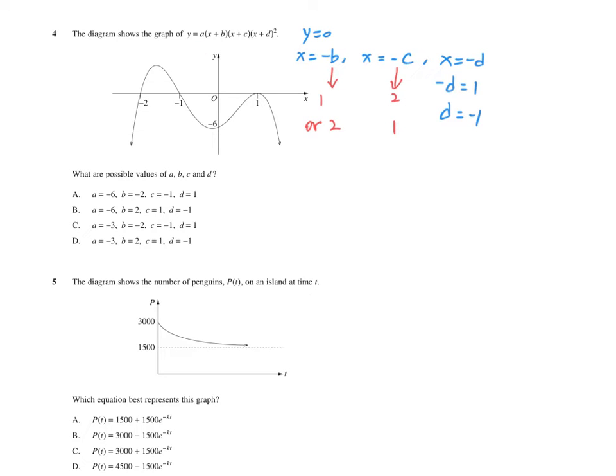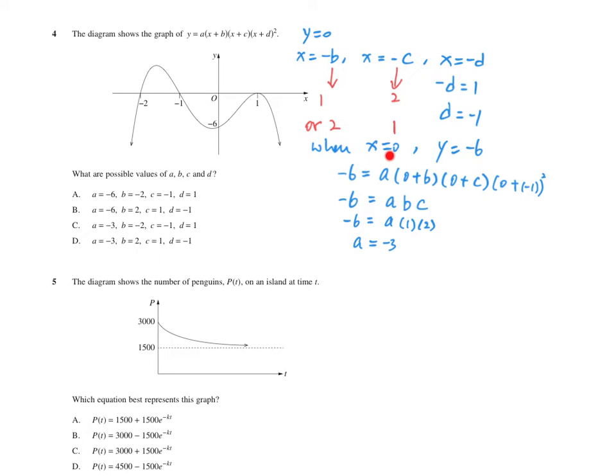For the value of a, we can check at the y-intercept here. The y-intercept of the graph is minus 6, which means when x equals 0, y should be equal to minus 6. So we put 0 and minus 6 back into this equation. Now a times 0 plus b is b, 0 plus c is c, 0 plus minus 1 is minus 1, but squared, which makes it 1.